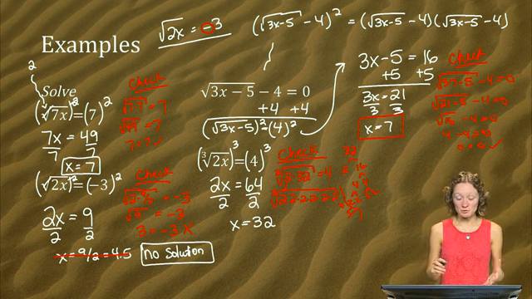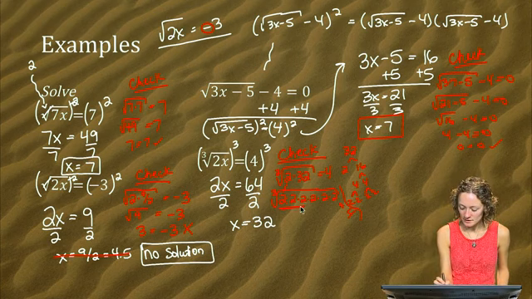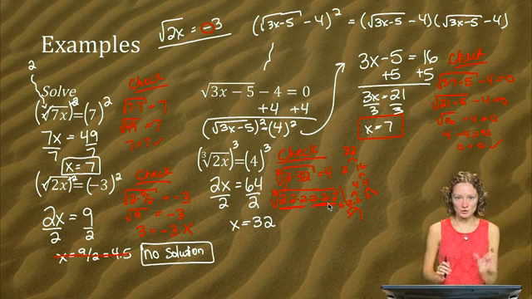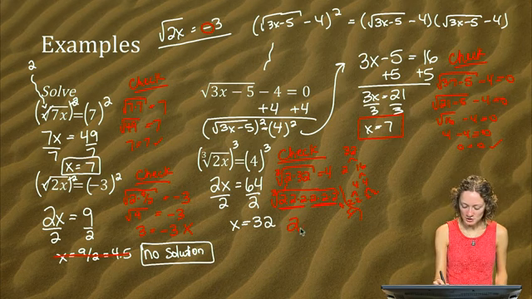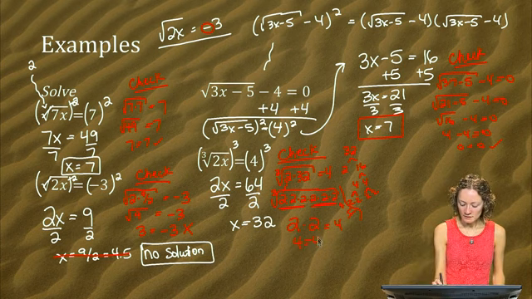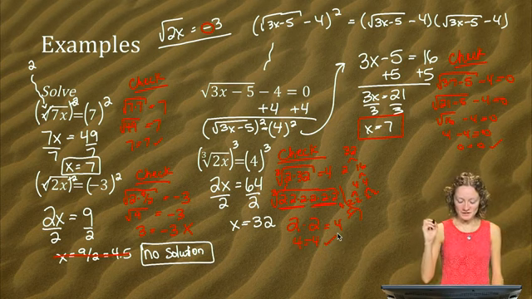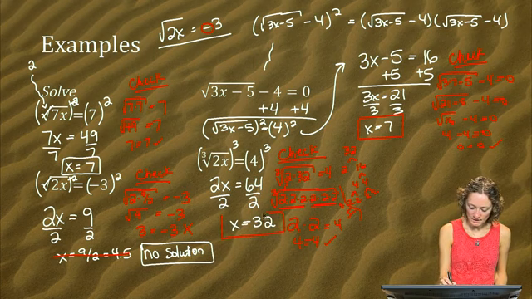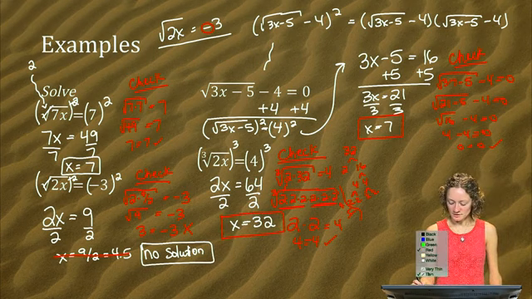Okay, remember this is a cube root, so we want groups of 3. We have 2 groups of 3, each containing a 2. So a 2 comes out and a 2 comes out, nothing's left inside. We get 4 equals 4, which is a true statement. So x equals 32 is a good solution.